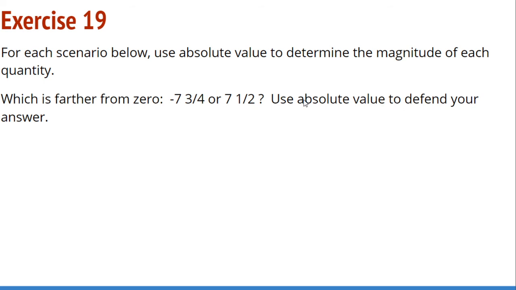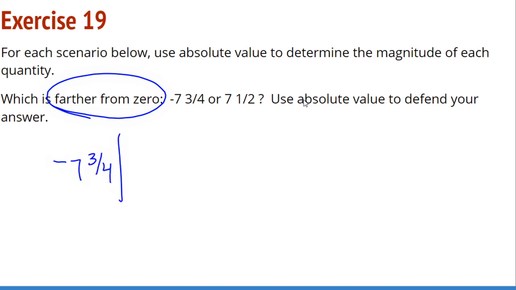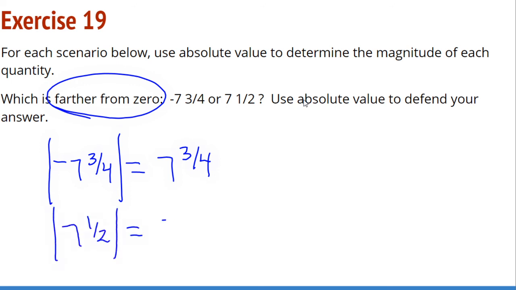Which is farther from 0? Negative 7 3/4 or positive 7 1/2. Use absolute value to defend your answer. If we are measuring farther from 0, I need to find the absolute value. And the absolute value of negative 7 3/4 is 7 3/4. And the absolute value of 7 1/2 is 7 1/2. Using the absolute value, I can determine that 7 3/4 has a greater magnitude. It is farther from 0.